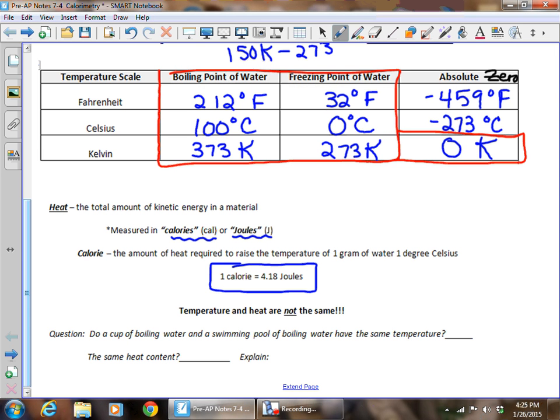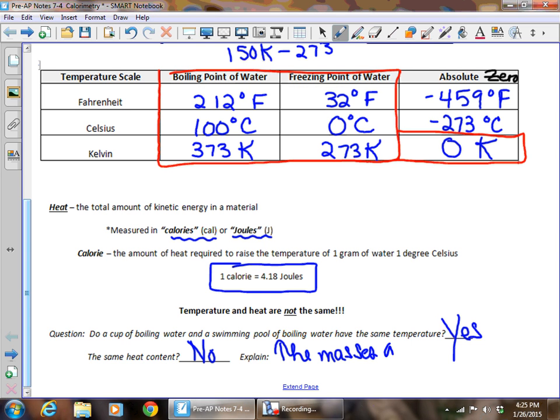And as I just said, temperature and heat are not the same. Do a cup of boiling water and a swimming pool of boiling water have the same temperature? The answer is yes, they have the same temperature because they're both boiling, so they're both going to be 100 degrees Celsius. Do they have the same heat content? Well, ask yourself, do you want to have a cup of boiling water or a swimming pool of boiling water poured on you? Of course, the swimming pool of boiling water will have way more heat content and burn your body much more than a cup of boiling water. So the same heat content, no, and that's because the masses are different.